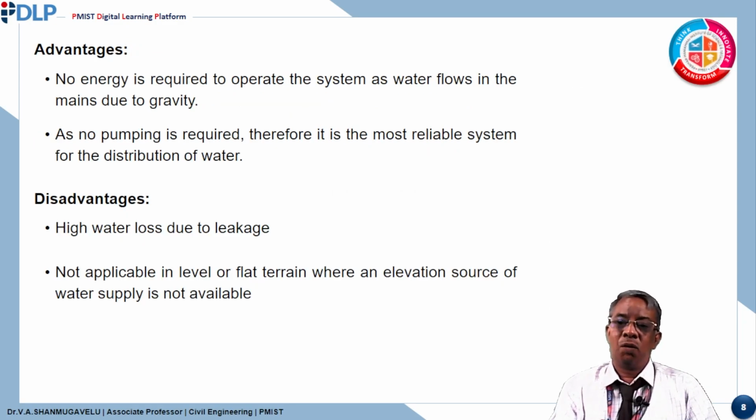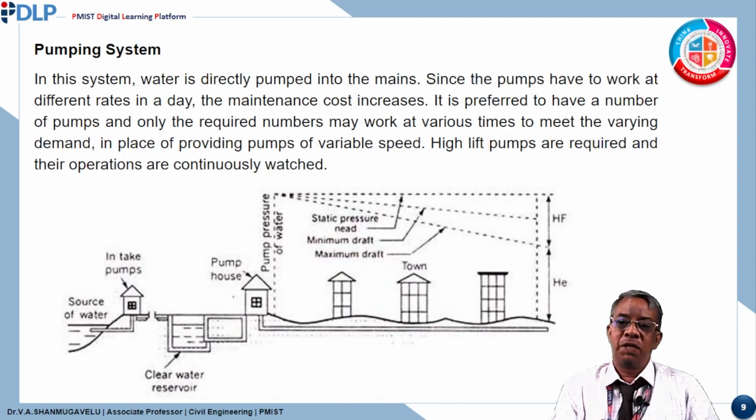The advantages: no energy is required to operate the system, as water flows in the mains due to gravity. As no pumping is required, it is the most reliable system for the distribution of water. Disadvantages: high water loss due to leakage, and it is not applicable in level or flat terrain where an elevated source of water supply is not available.